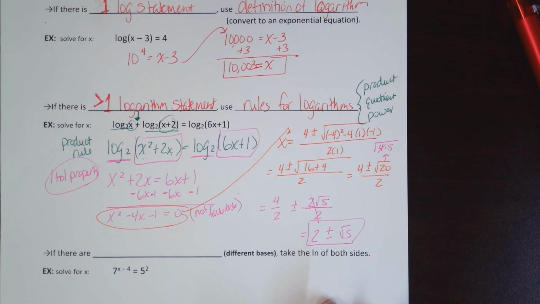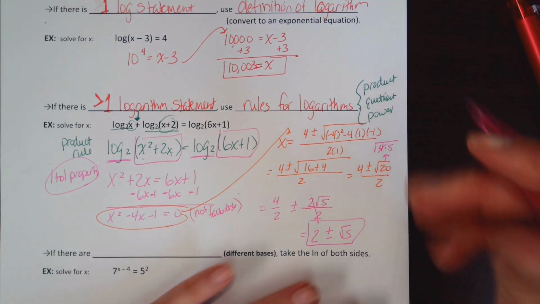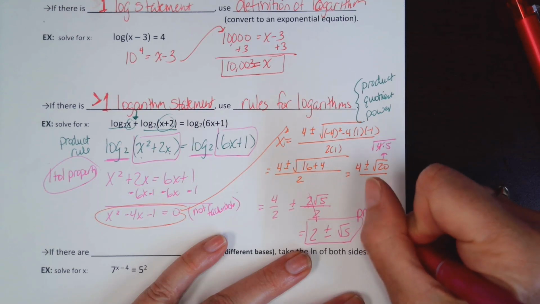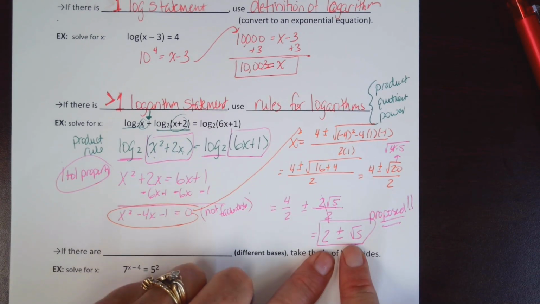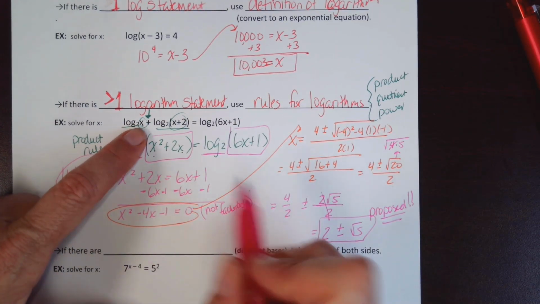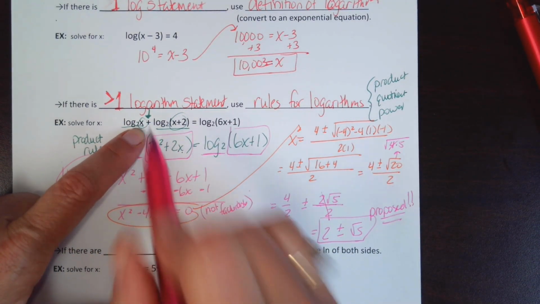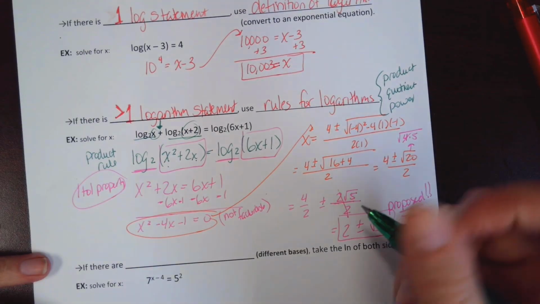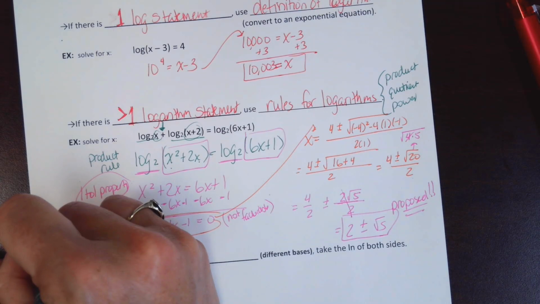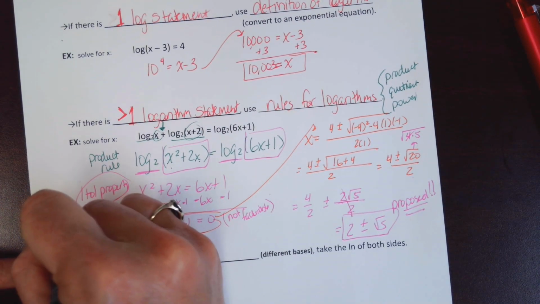Now, those are proposed solutions. I shouldn't have boxed it. These are proposed. I need to think about if they're both going to work, because remember, our argument has to stay positive, and this little argument here is x. So I need to know, are both of these positive values? I need to check those solutions.